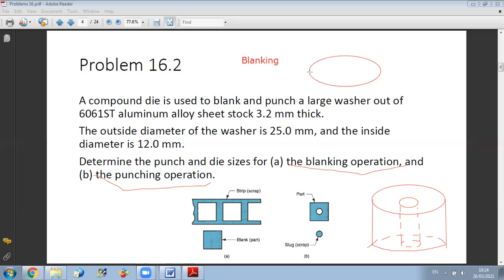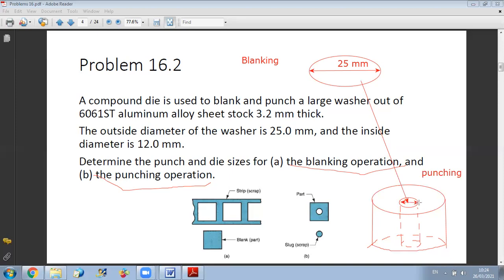Okay, and then after obtaining my blank part, which is the full cylinder, I want to produce a hole in it. To produce a hole, which type of operation will I use now? I will use the punching operation. So the second step is to do punching, and in this case I obtain the desired hole.